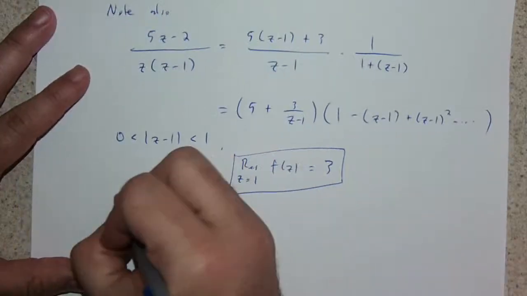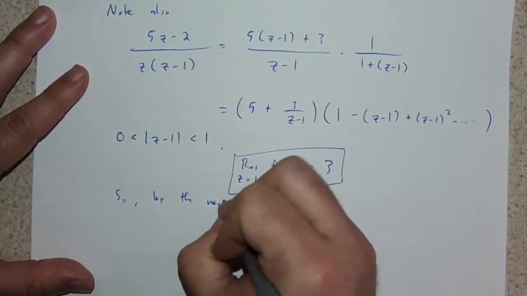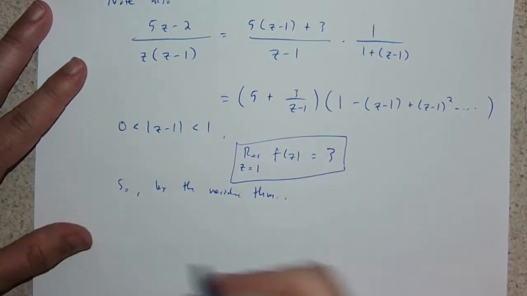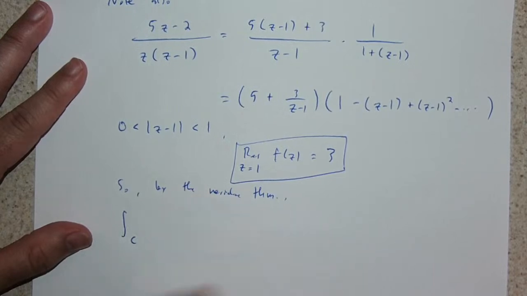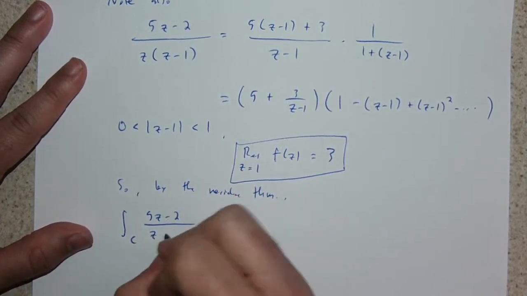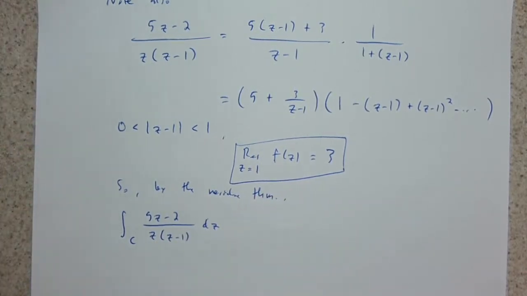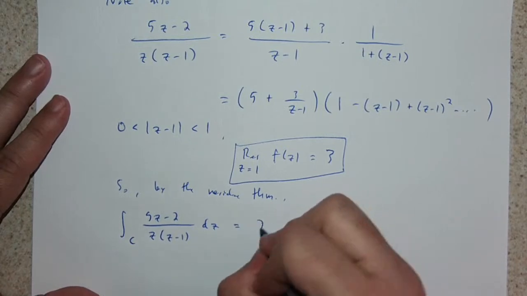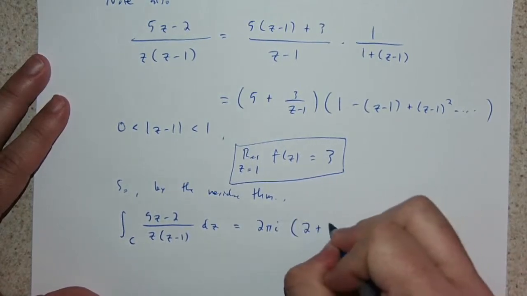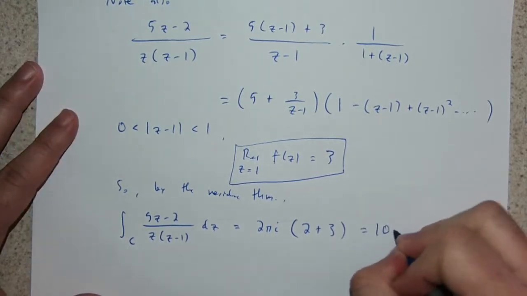And so, by the residue theorem, the contour integral of 5z minus 2 over z times z minus 1 dz along that curve C is 2 pi i times 2 plus 3. So it's 10 pi i.